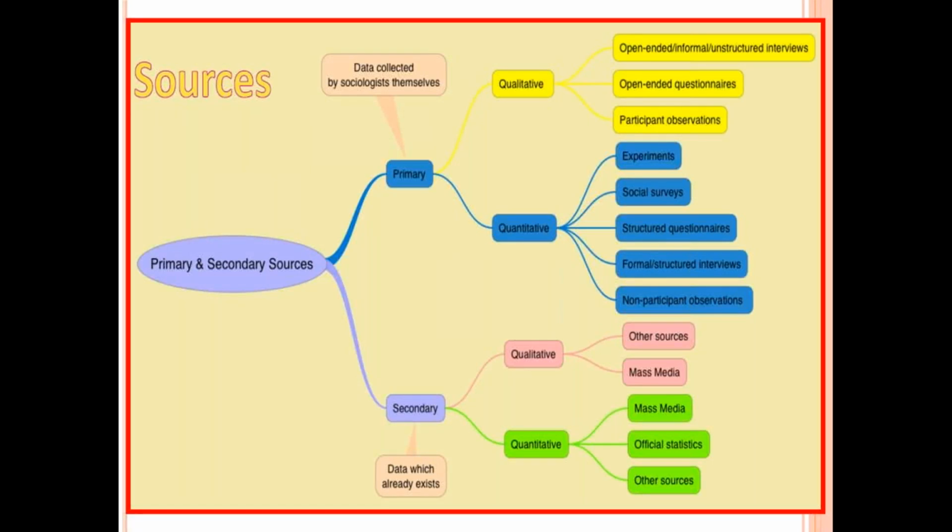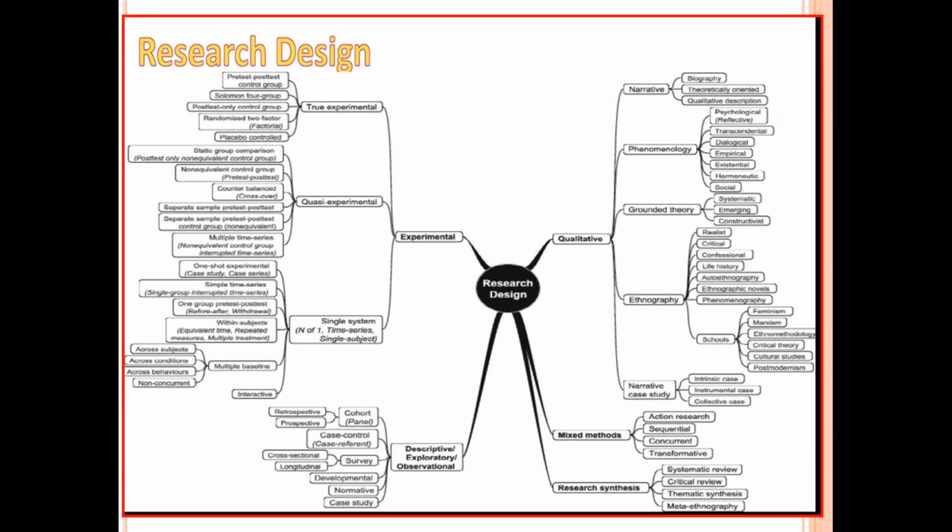Fine. And this is another mind map which talks about different sources of information. We have primary sources, we have secondary sources. Whether it is primary or secondary, we can have either qualitative data or quantitative data. So what are the sources from where you will be able to get access to both qualitative and quantitative information? So this is being depicted in this particular mind map.